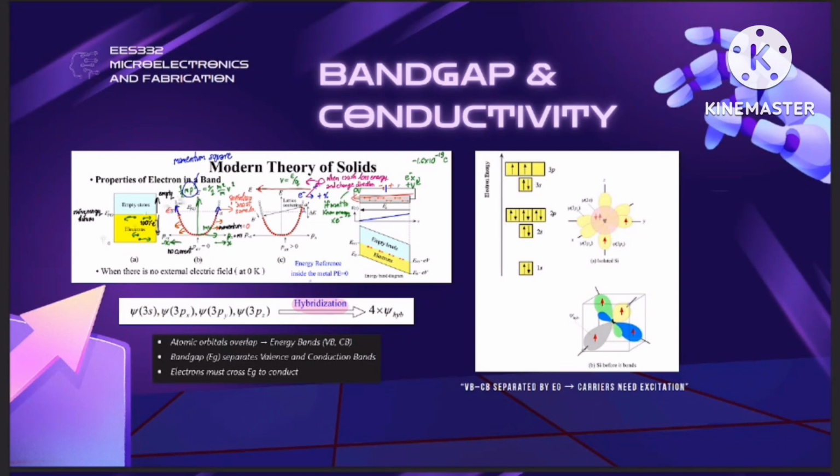From atoms to bands. When many atoms form a crystal, discrete levels broaden into bands. The filled valence band and the usually empty conduction band are separated by Eg. Electrons must be excited across Eg for conduction. In silicon, bonding forms sp3 hybrid orbitals, and the bonding and antibonding combinations group into the valence band (VB) and the conduction band (CB), creating the band gap we see here.